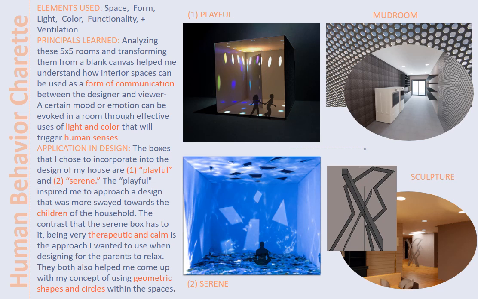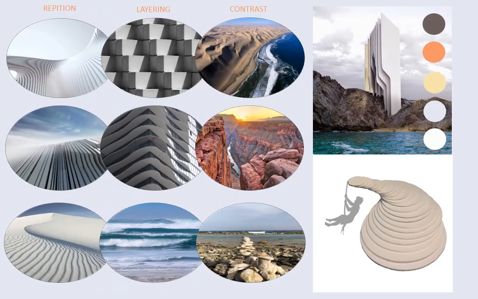These two models also helped me come up with my concept of using geometric shapes and circles within the spaces of the home. The serene box is very therapeutic and calm. Between these two boxes, I wanted to create a balance between design for parents and their children.